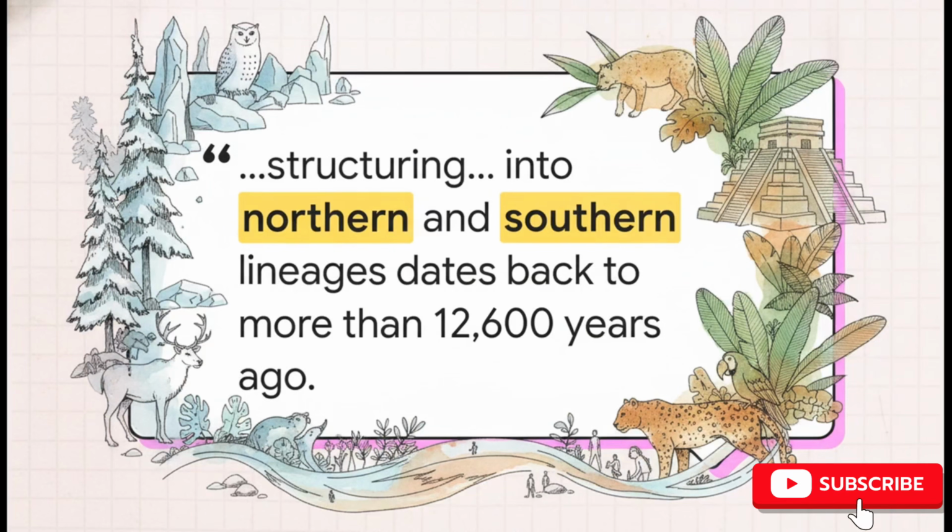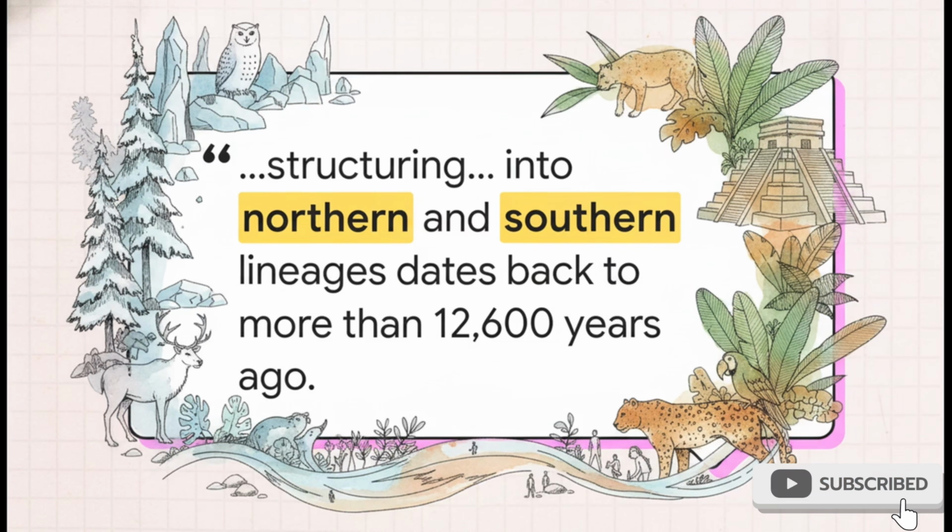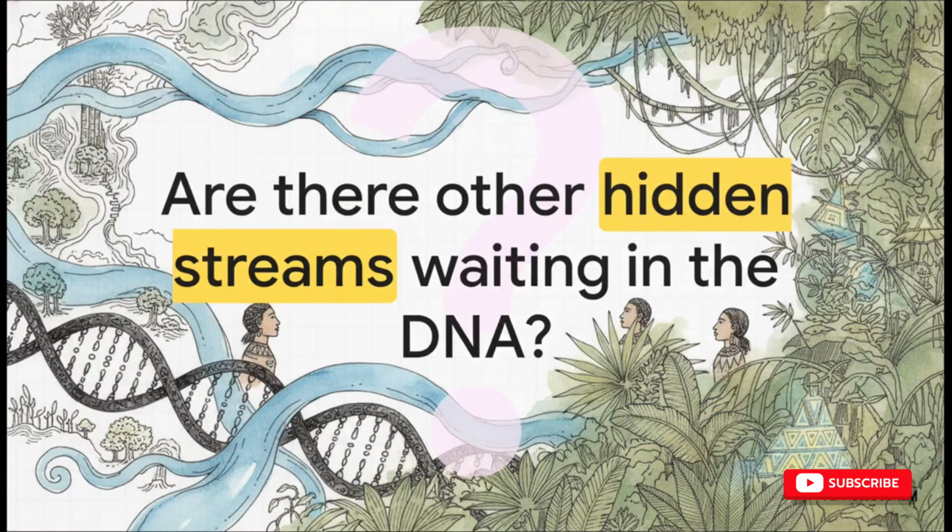As geneticists Skoglund and Reich put it, this suggests that the present-day structuring of the main ancestry in Native Americans into northern and southern lineages dates back to more than 12,600 years ago. The deep genetic structure we see today isn't recent at all. It was baked in incredibly early. So, are there other hidden ancestral streams waiting in the DNA? We know about the northern and southern lineages, but the mystery thickens even further when we take a close look at certain populations living deep in the Amazon basin.